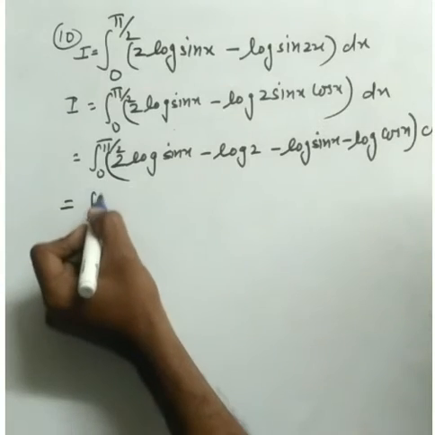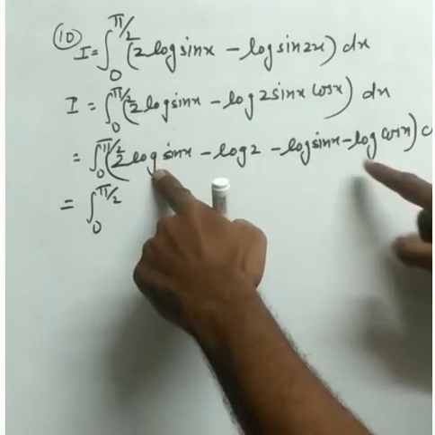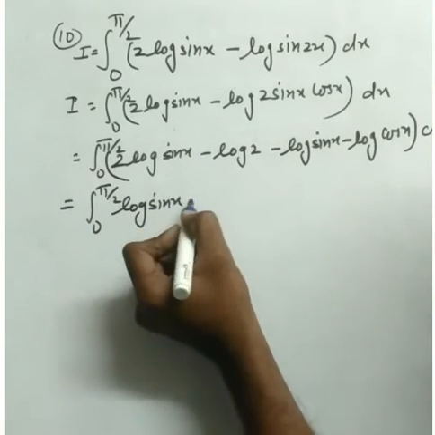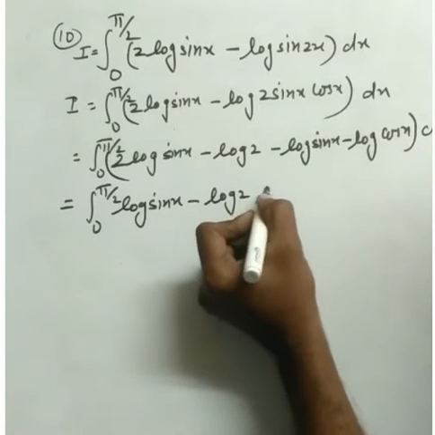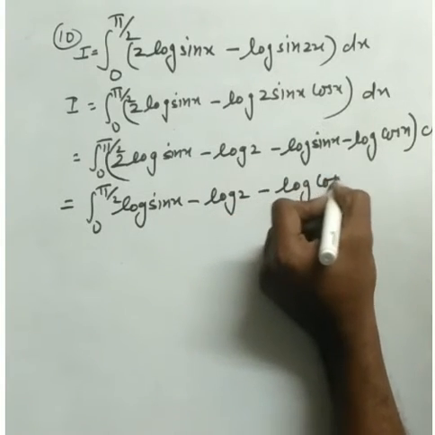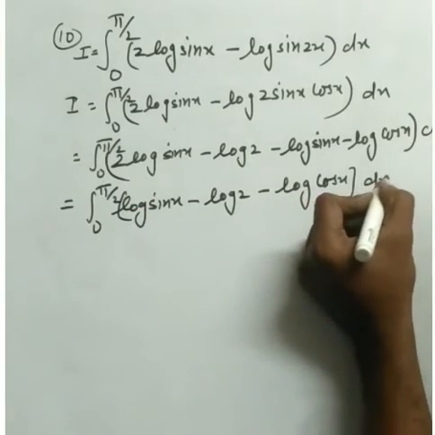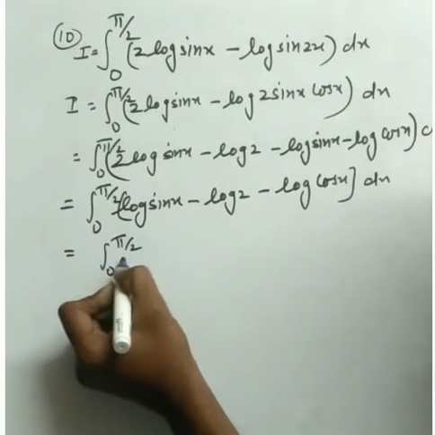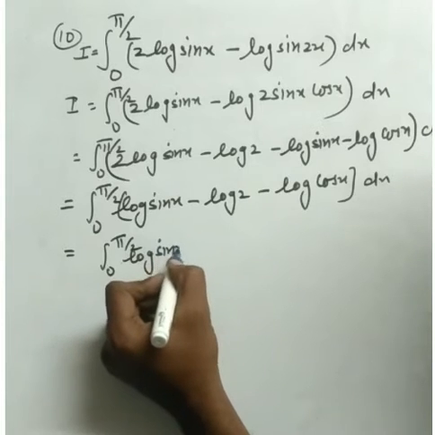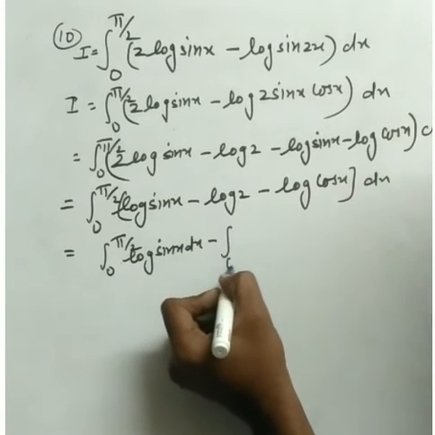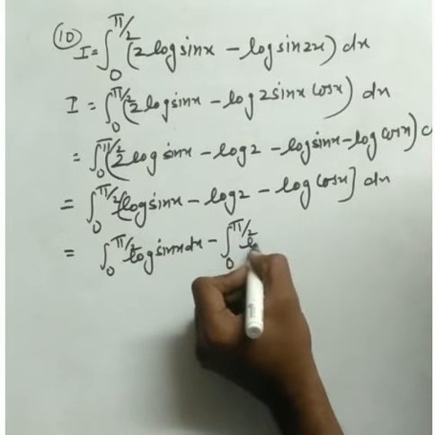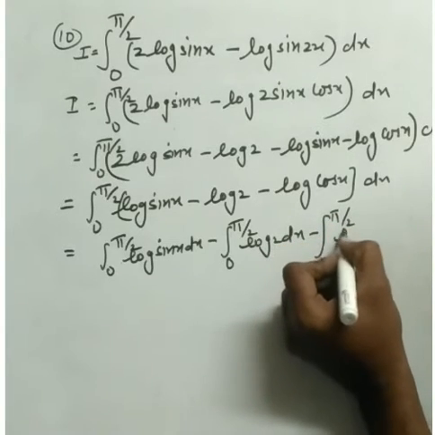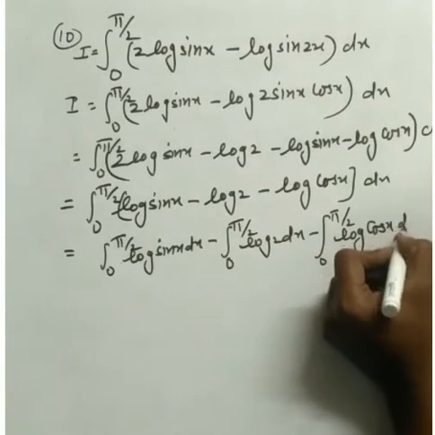Here it is, integral from 0 to pi by 2 of log sin x minus log 2 minus log cos x dx. Now we separate these three terms: integral from 0 to pi by 2 of log of sin x dx, minus integral from 0 to pi by 2 of log 2 dx, minus integral from 0 to pi by 2 of log of cos x dx.